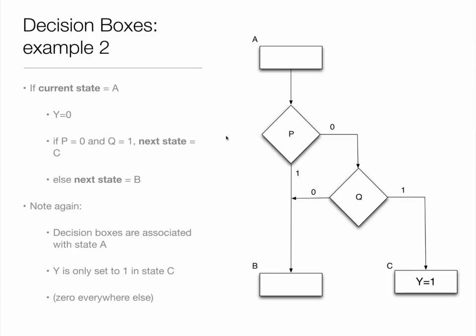Now, what happens if P is 1 and Q is 1? We don't care, because P only has to be 1 to go to B. So, in other words, that's a very concise way. We don't have to list all the combinations here. All right? So you're in A. If P is 0 and Q is 1, we go to C. And for all the others, we go to B.